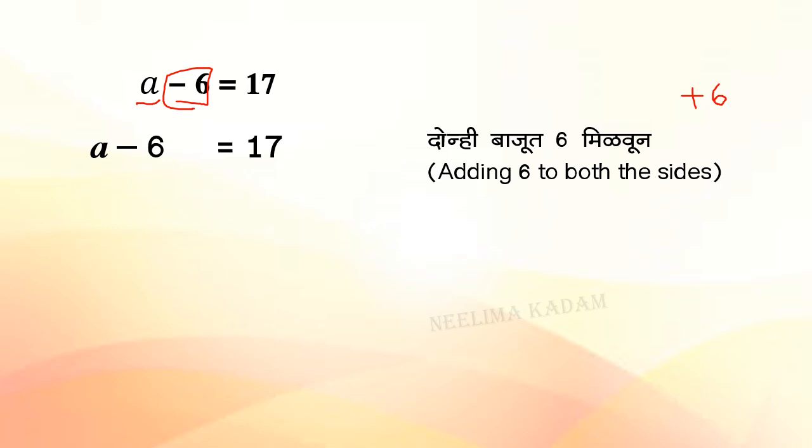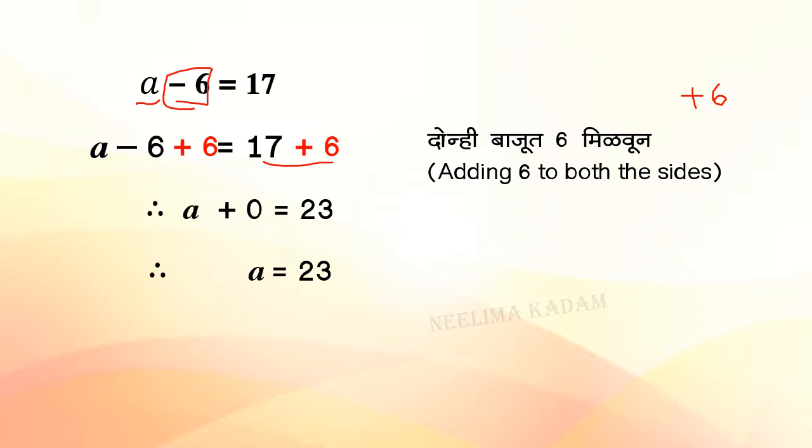दोन्ही बाजूत 6 मिळवून किंवा दोन्ही बाजूमध्ये 6 अधिक करून. So plus 6, and on the right hand side also we are adding plus 6. Okay. So on the left hand side minus 6 plus 6 will become 0. So a + 0 is equal to, on the right hand side, 17 plus 6, add them, 23. Therefore the answer is a = 23.